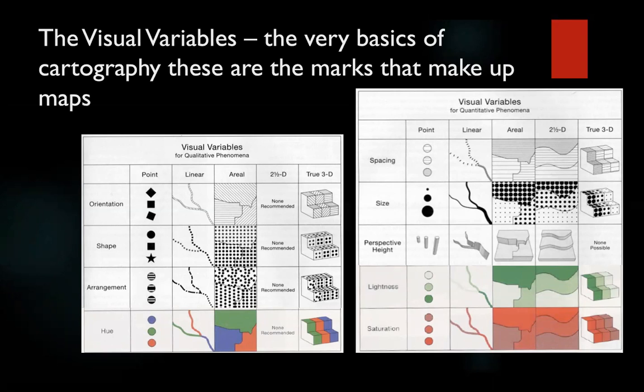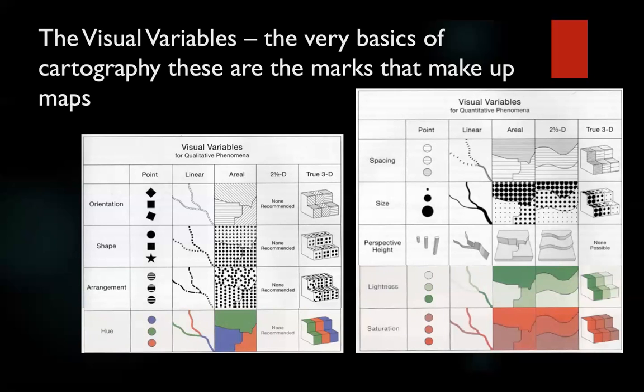Jacques Bertin, in the late 1960s, argued that all maps can be whittled down to these individual lines and marks that are made on a piece of paper to make a map. He called these the graphic variables. The field of cartography has expanded these, and generally it is agreed upon that these are the visual variables.